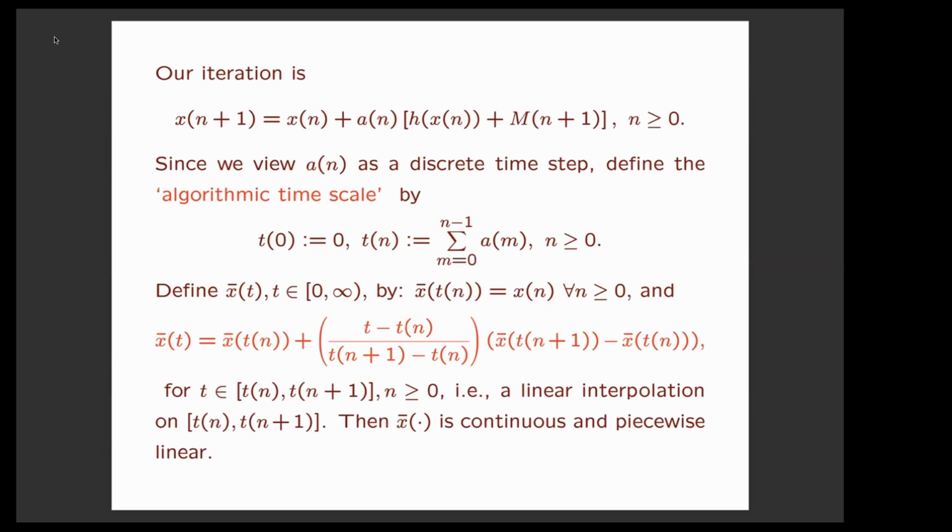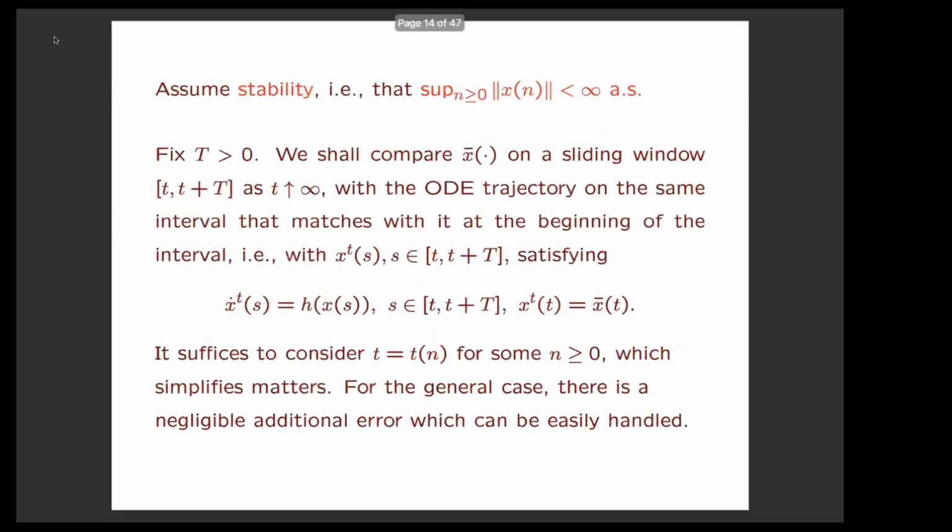Yeah, so the iteration, let's go back to our iteration. And then the way to think of it is that a(n) is a time step. I'm thinking of it as a time discretization. So let's start with t(0) is 0, t(1) is a(0), t(2) is a(0) plus a(1), and so on. So I define the discrete time steps. I call that the algorithm time scale. And then I define a piecewise linear continuous function x bar of t that coincides with x_n at t(n) and interpolates linearly. So just the definition. It's both continuous and piecewise linear.